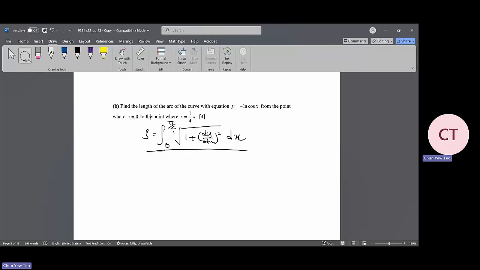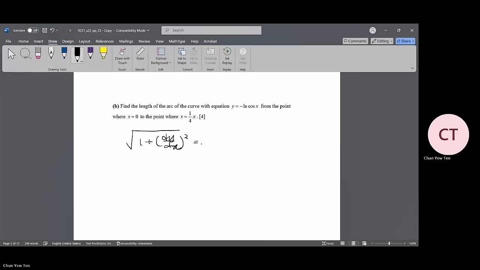However, we are not going to do this first. We will find the dy/dx first. So we let this become 1 plus (dy/dx) squared. From part a, we know that dy/dx is tangent x. So we have tangent squared x. Tangent squared x plus 1, we know, is secant squared x. The square root of secant squared x gives secant x. Okay, so now we are ready.